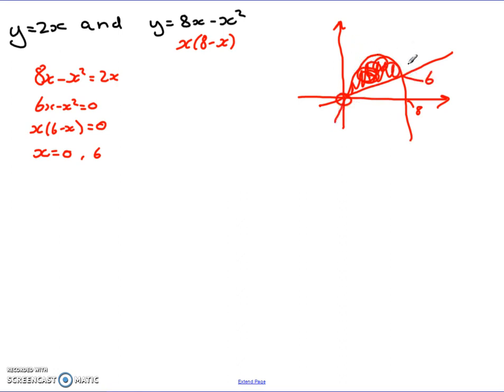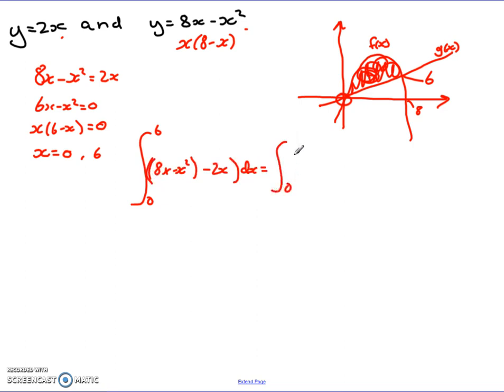Now if I take the negative x squared curve as being my f of x and my straight line as being my g of x, I know for the integral it's going to be between those two limits, so 0 to 6, and it's going to be upper curve take away lower curve. So my f of x take away the g of x. This I know is my f, this I know is my g, so it's going to be 8x minus x squared take away the 2x. Integrating all of that dx with respect to x.